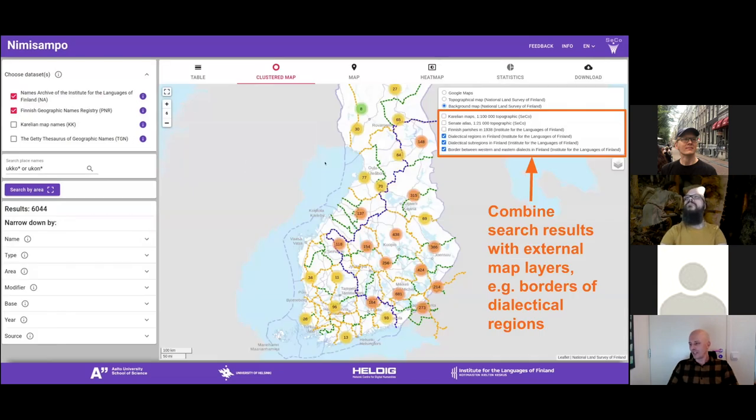And then for integrating some external map layers, we created plugins for the map component so that we can fetch the dialectal regions in Finland from the Institute for the Languages of Finland's GIS web service. Now I can use these regions to analyze the dialectal borders and the search results.